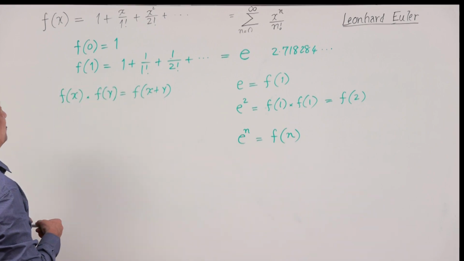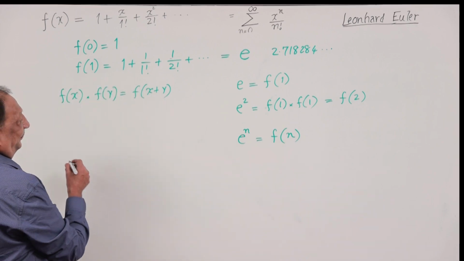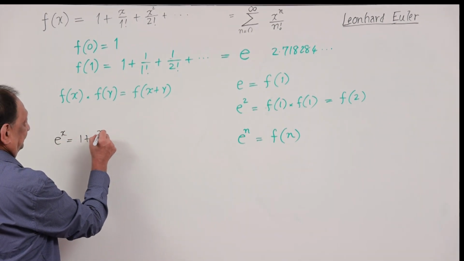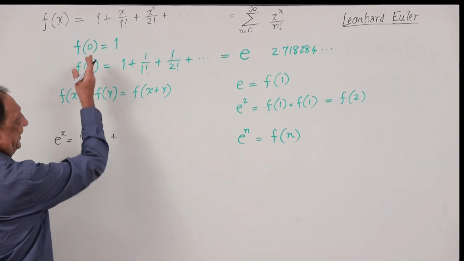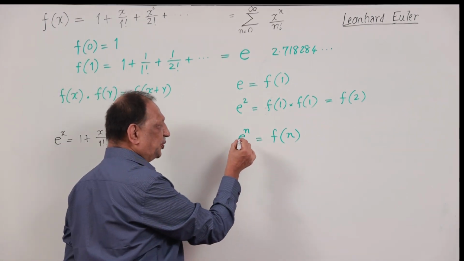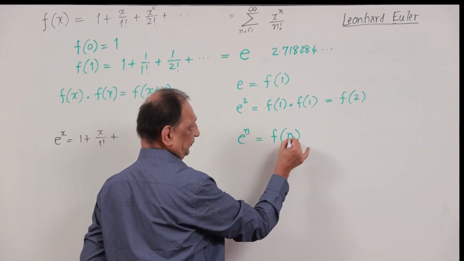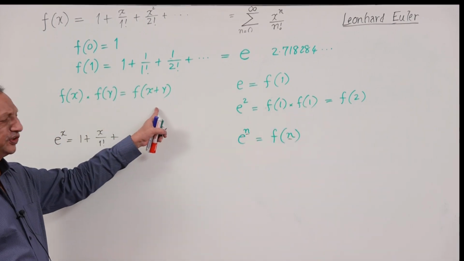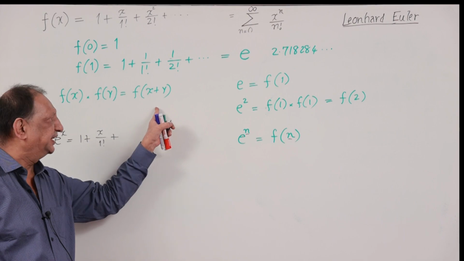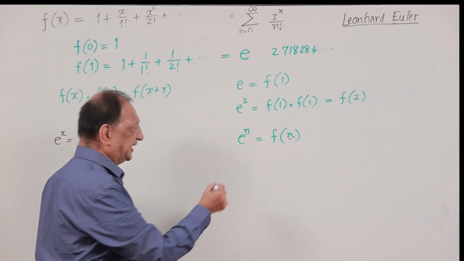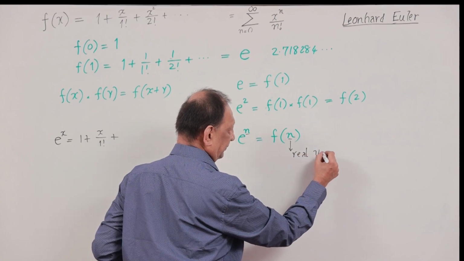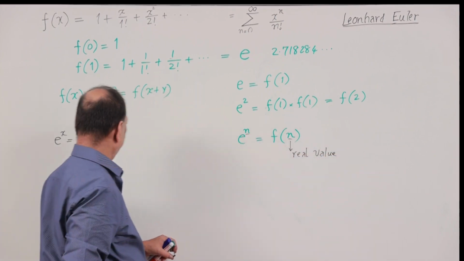Therefore, we'll assume that e power x is equal to that series, f(x). That means we are assuming x is an integer, of course, the way we have shown. But this multiplication we have found is true for any real number. Now x and y need not be integers. That means n need not be an integer at all. n can be any real value. That's what I am writing.